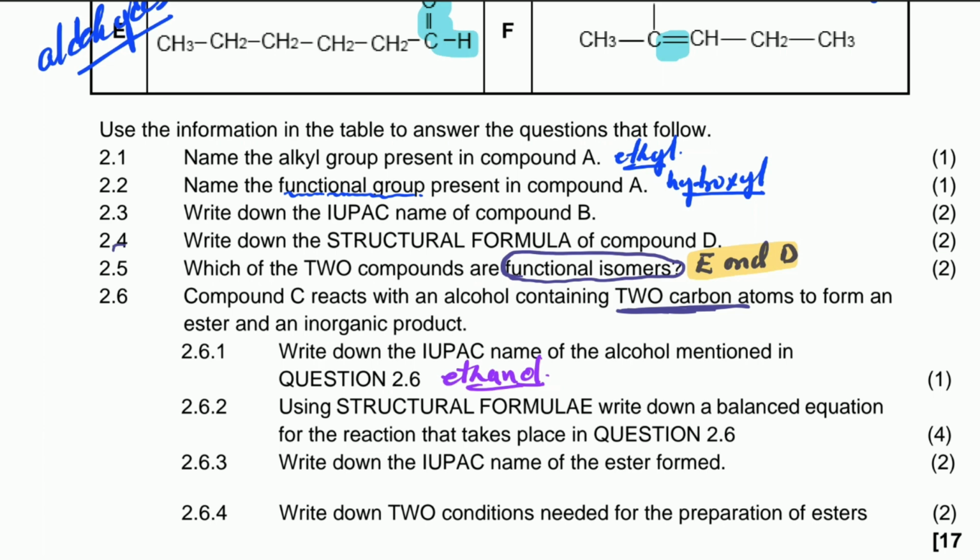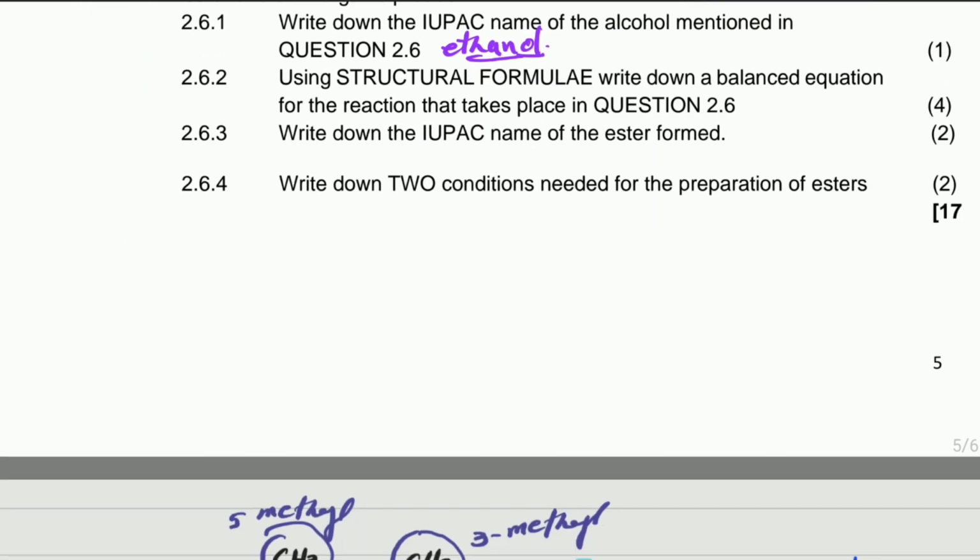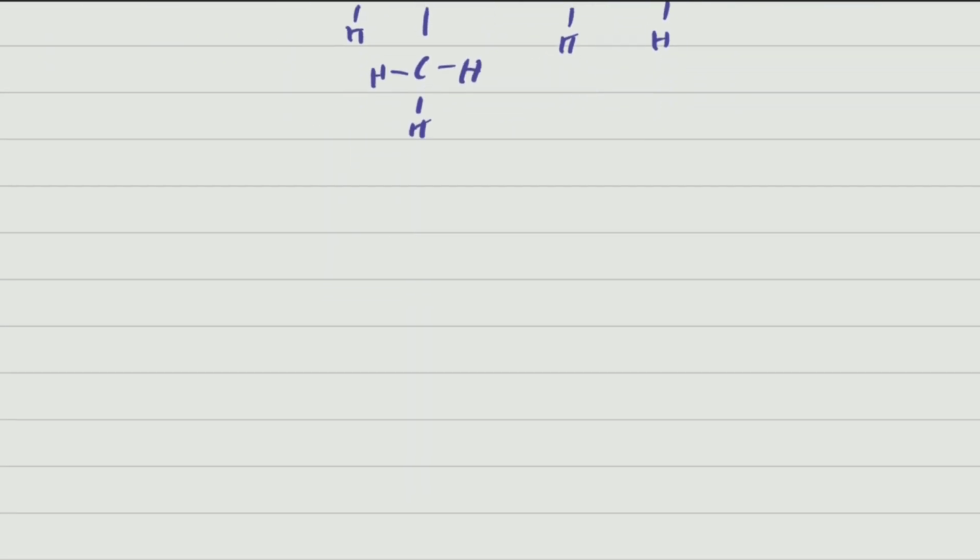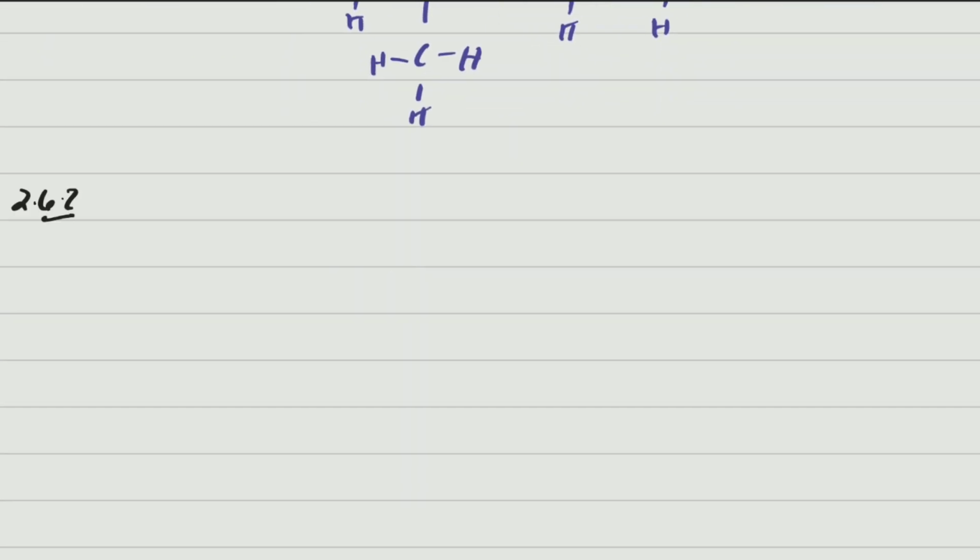Ethanol. Using structural formulae, write down the balanced equation for the formation that takes place in question 2.6. We have ethanol and we have butanoic acid. So we are going to answer that one real fast. So we have an alcohol, which is ethanol. Guys, ethanol is 1 carbon, 2 carbon, oxygen, and H. This is the structural formula of ethanol. Where you place the OH doesn't really matter. If you start with the acid or you start with the alcohol, it does not really matter.